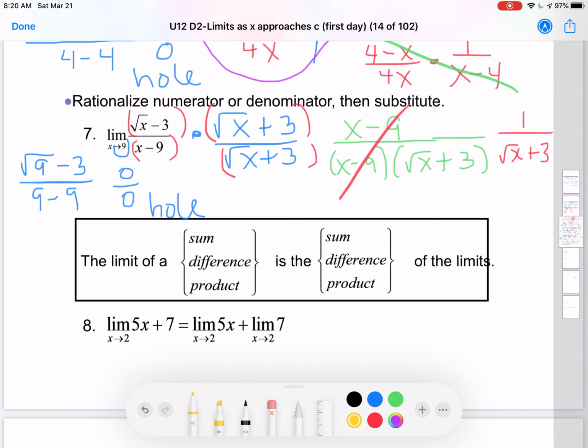Now let's take our 9 and sub it in, and that'll be our limit. So 1 over the square root of 9 plus 3, so 1 over 6. And there's my limit.